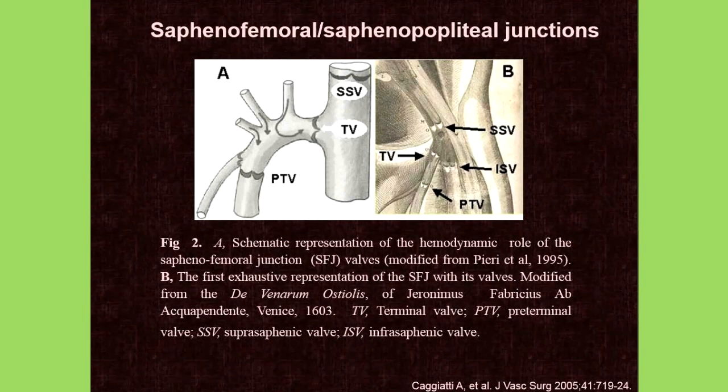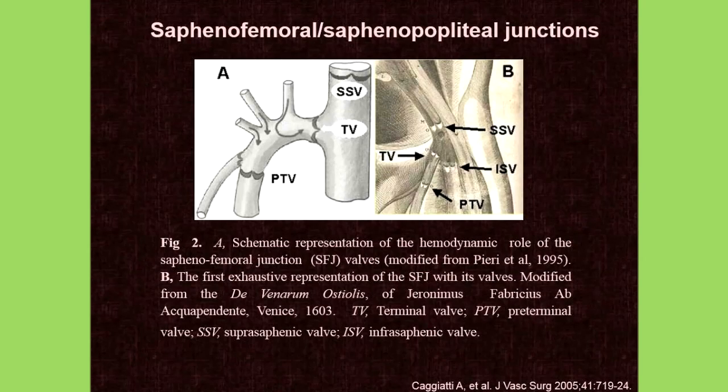This is the expanded definition of the saphenofemoral or the saphenopopliteal junction. You can see that on the left image. You can see the suprasaphenic valve, the terminal valve of the great saphenous vein, the pre-terminal valve in the great saphenous vein, and then on that right image, the infrasaphenic vein. So that whole thing we're going to call the saphenofemoral junction.